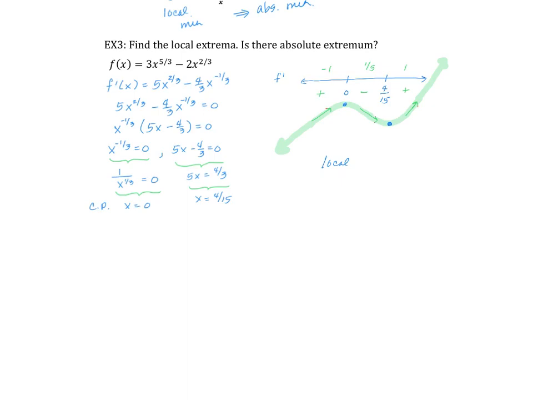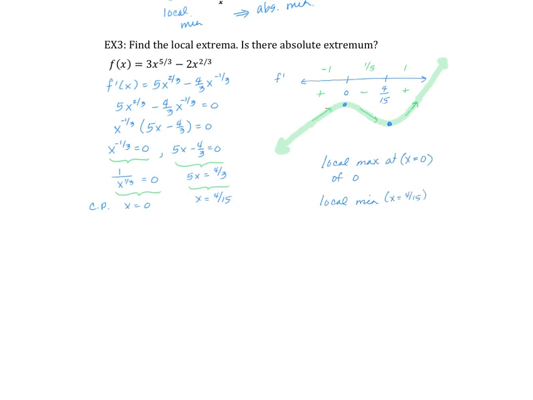So we have a local max at x is equal to 0. So if I put 0 into my function, then I get a y value of 0. So it's a local max at x is equal to 0, but the local max is 0. And we have a local min, and it happens when x is equal to 4 over 15.